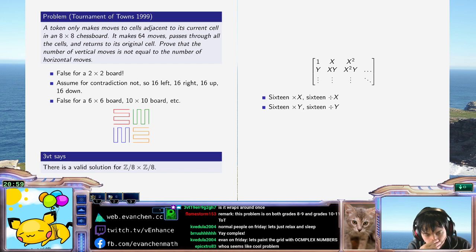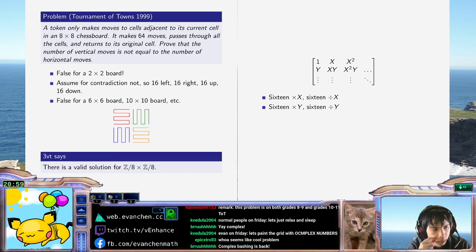What's the thing we want? Yeah, this problem seems quite good, but I have no idea what I'm doing. What am I missing?